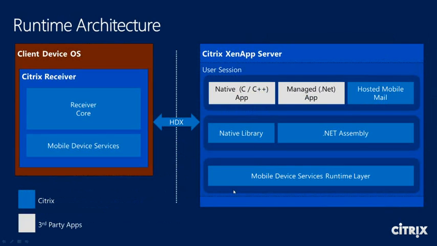Let me just talk momentarily about the runtime architecture, both on the client and server side. So on the left there is the Citrix Receiver. That's the client side. So we have the Citrix Receiver client code. We've added some mobile device services underneath that give the receiver access to the mobile device functionality that we talked about, the camera, detecting what the device is and so forth. On the server side, at the bottom layer, we have some mobile device services runtime layer. And that essentially is the server side that interacts with the mobile device services on the client.